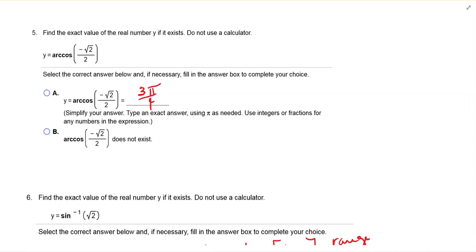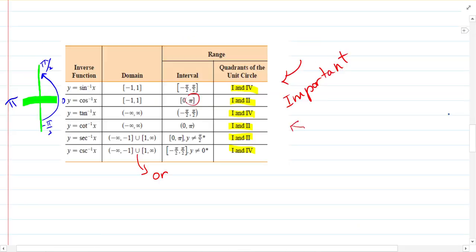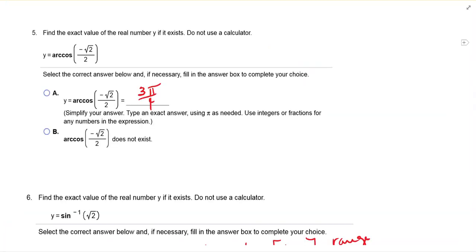But where is cosine negative? Cosine is negative in quadrant 2 and 3. But we always have to be mindful of where inverse cosine lives. So let's go back here to our chart. Inverse cosine is only in 1 and 2. So even though we know that cosine is negative in 3, it can't live there. So we go back and we say, okay, we must be in 2. And the angle in quadrant 2 with a reference of 45 would be 135, and that's 3 pi/4.